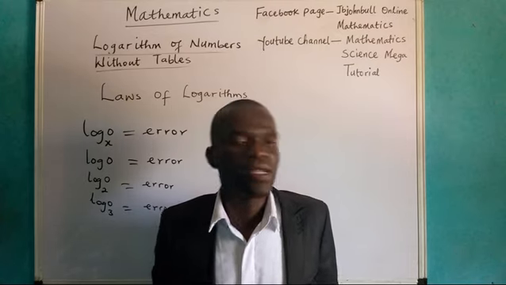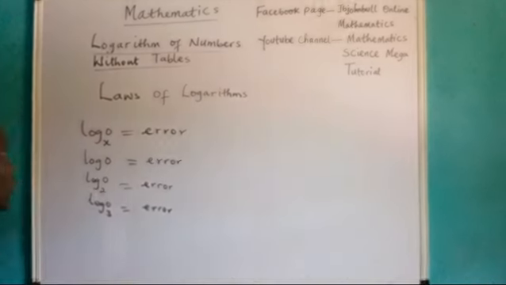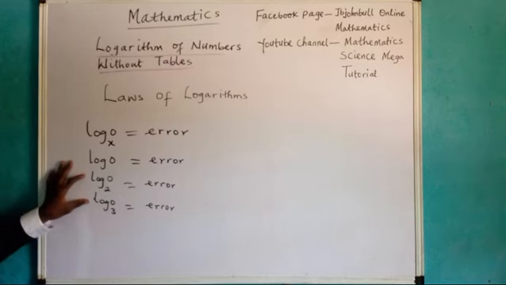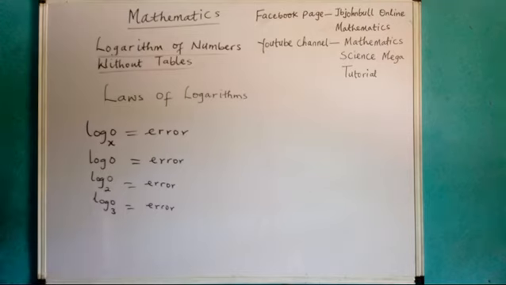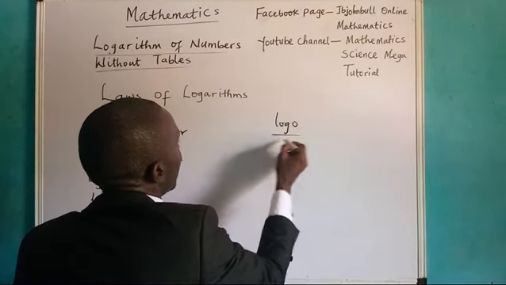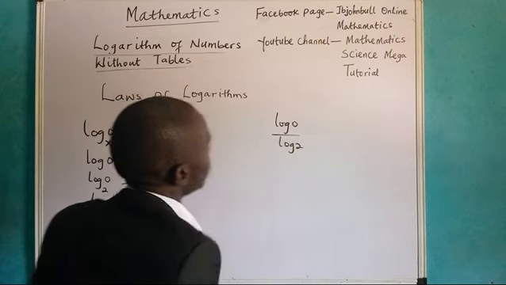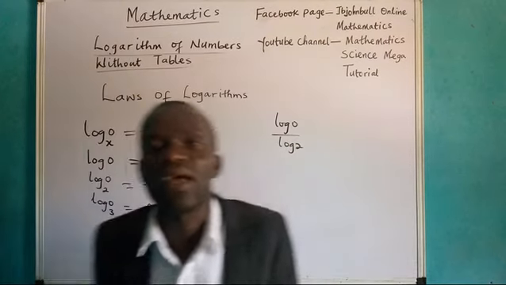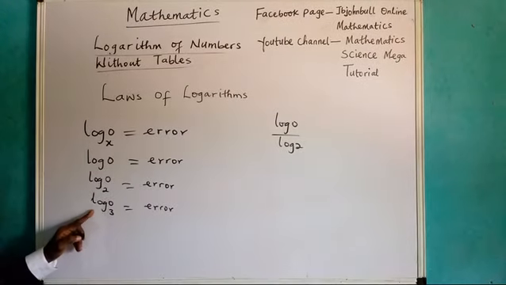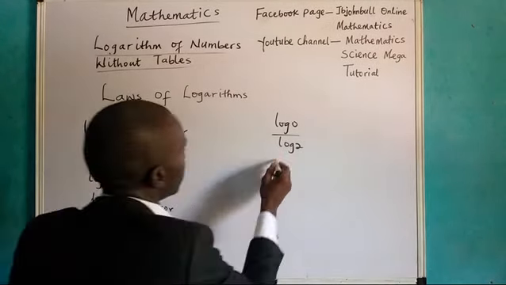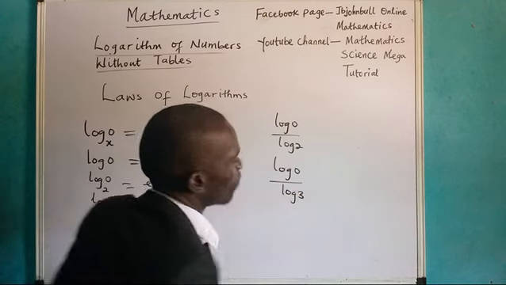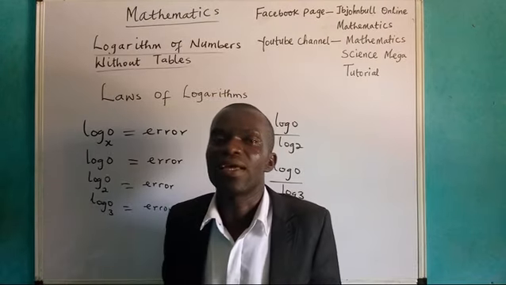Now, if you want to try this with your calculator, the log of 0 to base 2, just do it this way: the log of 0 divided by the log of 2. You are going to have math error. The same thing applies to log of 0 to base 3. It simply means log 0 divided by log 3. Therefore, you are going to have math error.